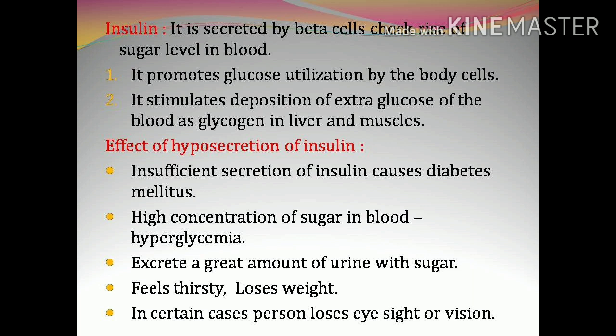Now we can see the main characteristics of a diabetic person. First, they have a high concentration of sugar in their blood. Their blood contains more sugar. Next, they excrete a great deal of urine loaded with sugar, meaning their urine contains a large amount of sugar.